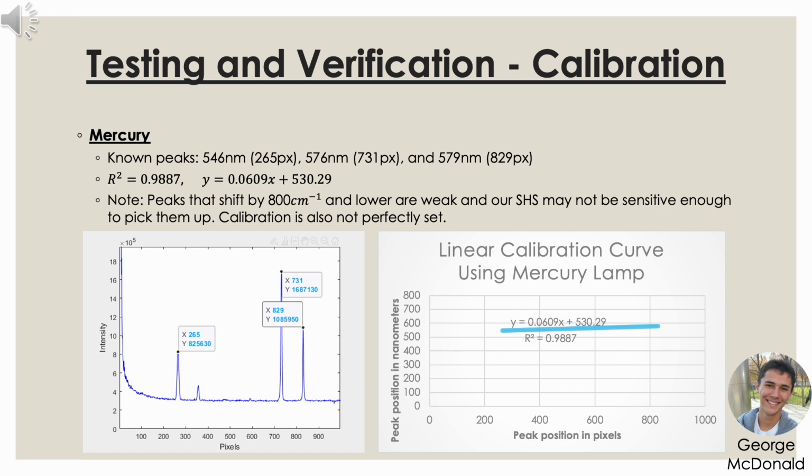I would like to note that peaks that shift by 800 centimeters inverse or lower are for some reason appearing weaker on our SHS. It may not be sensitive enough to pick them up at this stage, so the calibration is not perfect. But that being said, we are able to pick up specific wavelengths within our spectral range, and the calibration that we have seen so far seems to be lining up, and we will show that on the next couple of slides.